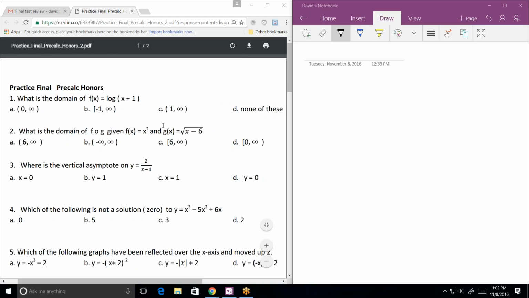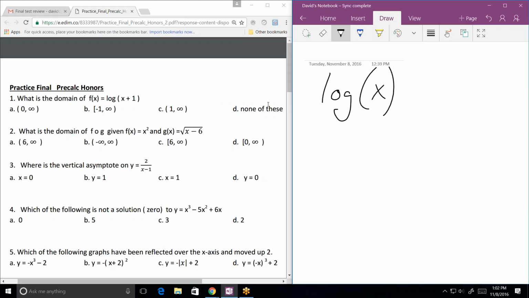Isn't the domain all real? No, the domain of that is x has to be greater than 0. It cannot even be 0. You cannot take the log of a negative number, nor can you take the log of a 0 number. So therefore, when I have the log of x plus 1, what I do is take whatever's in the parentheses and make it so that it has to be greater than 0.